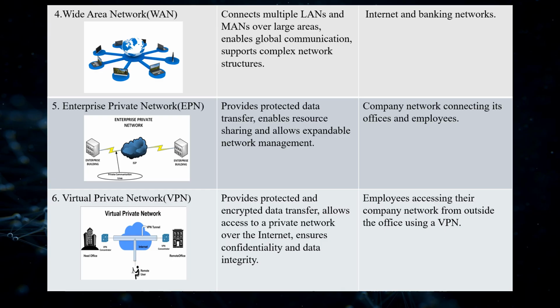An enterprise private network is used by organizations for internal communication. It helps employees share files and resources safely within the company. A virtual private network creates a safe private connection over the internet. It's often used to safely access company resources from home or public networks.